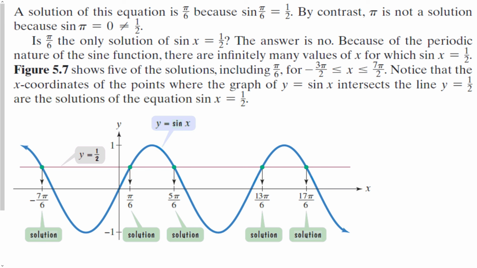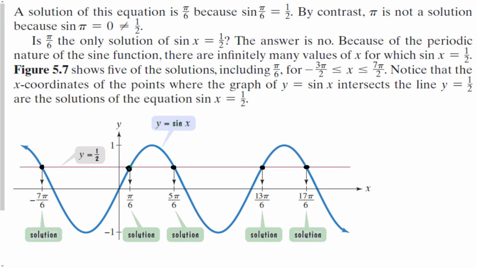But if you look at the graph, you can see that if the horizontal line is 1/2, the graph of sine x intercepts this line more than once. In fact, on just this picture, it intercepts 5 times, but it really intercepts an infinite amount of times. So pi over 6 is not the only answer. There are infinite answers. Because of the periodic nature of the sine function, there are infinitely many values for which sine x is equal to 1/2.